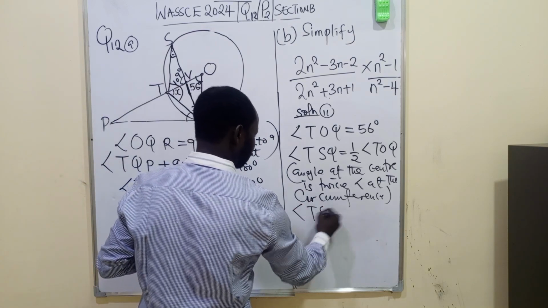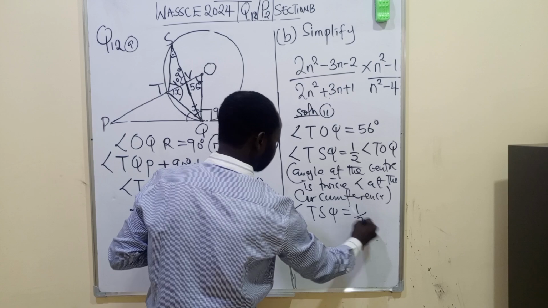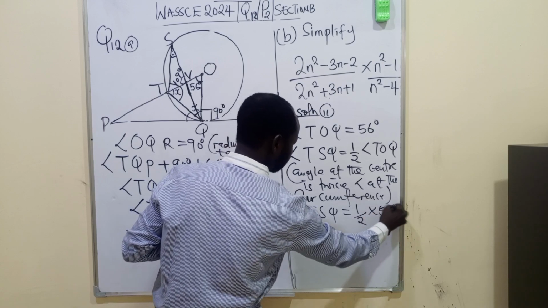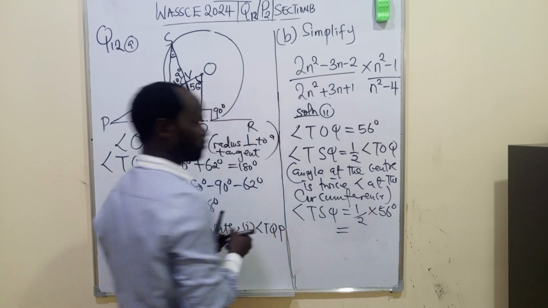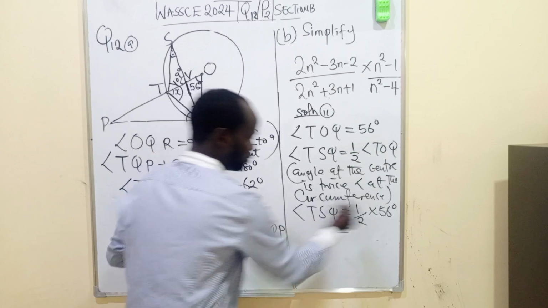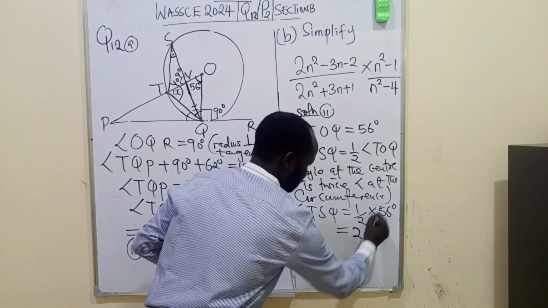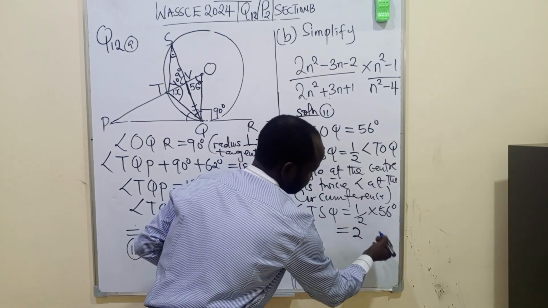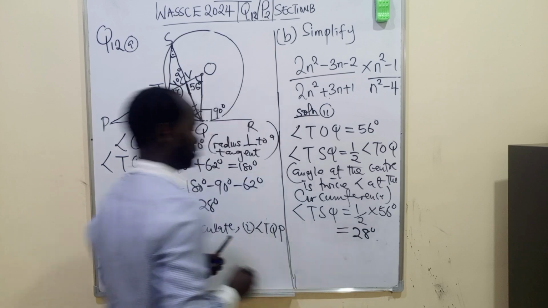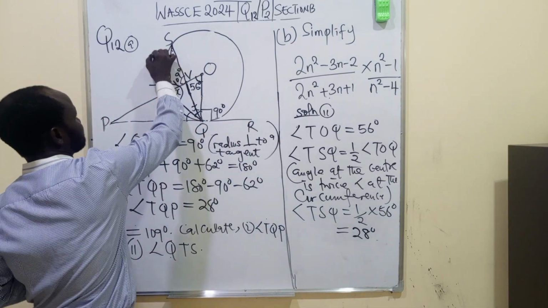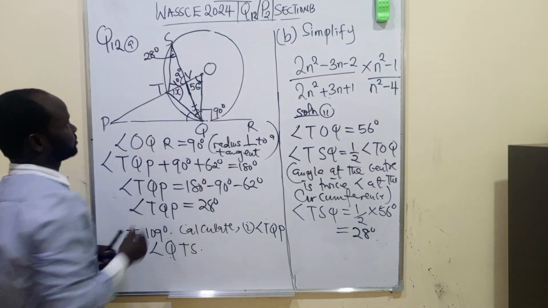Angle TSQ now will be half times 56 degrees. Half of 56 degrees: 2 into 5 is 2 remainder 1, 2 into 16 is 8, that will be 28 degrees. So this angle here is 28 degrees.